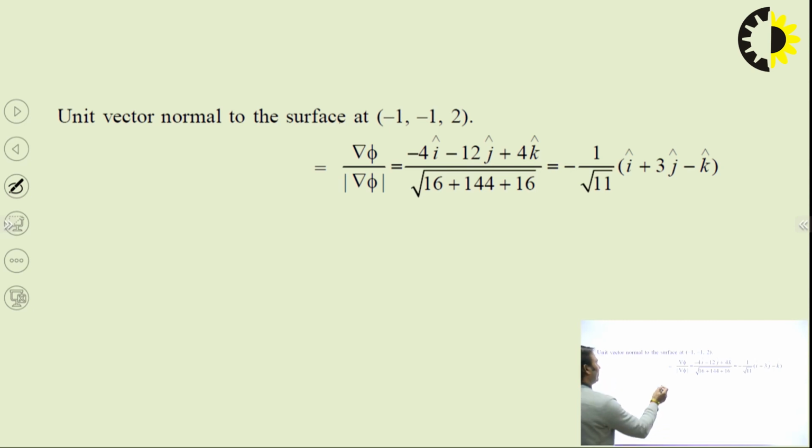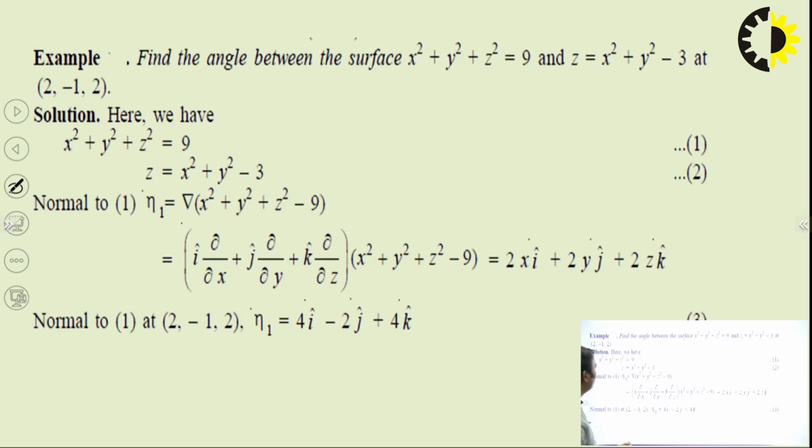Now we are looking for the unit normal vector. You know very well that in the case of a vector quantity, we can find the outward unit normal by dividing the gradient by its absolute value. So we can find the absolute value. Here we get 1 upon root 11 times (i plus 3j minus k). This is the outward unit normal vector. I hope you can understand this question properly.